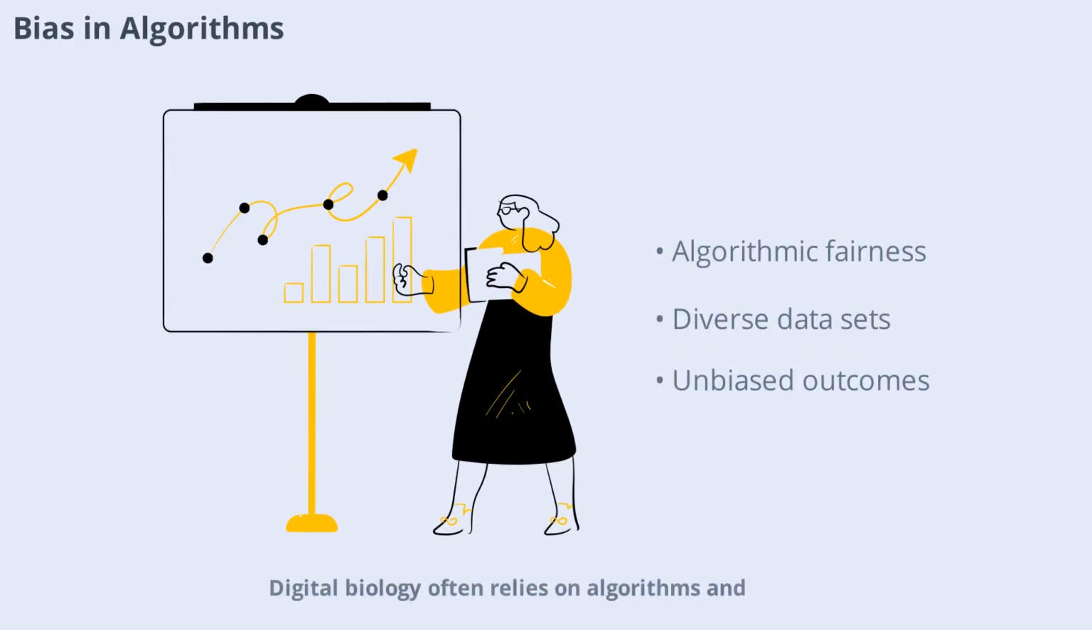Digital biology often relies on algorithms and artificial intelligence to analyze data and make predictions. However, these systems can inherit biases from the data they're trained on. If the data isn't diverse or representative, the results can be skewed, leading to unfair outcomes in healthcare or research. Addressing algorithmic bias is essential to ensure that digital biology benefits everyone equally.